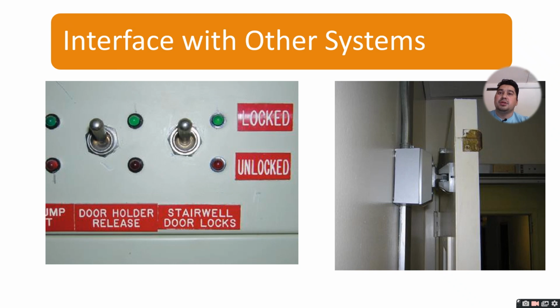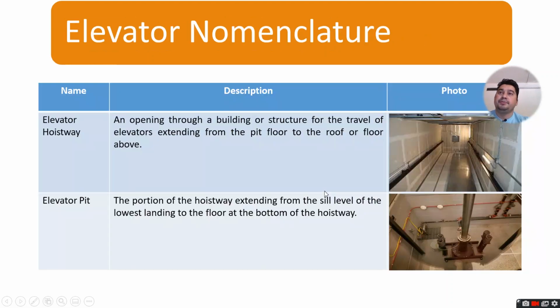Interface with other systems. This is locked. If it is up, it is locked. If it is down, it is unlocked. Okay. So these are the interfaces with the other systems. The fire alarm system interfaces with the other systems. So there is the door lock.